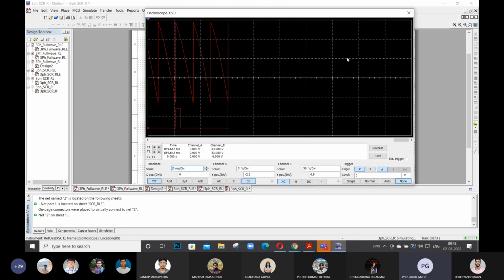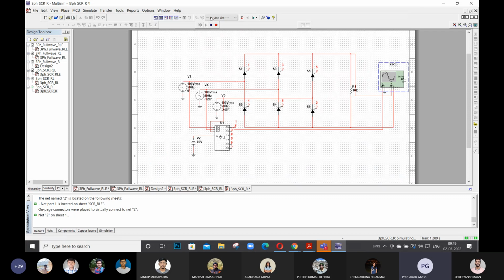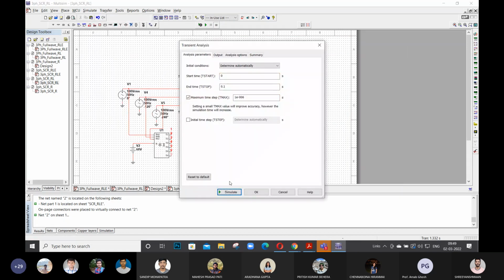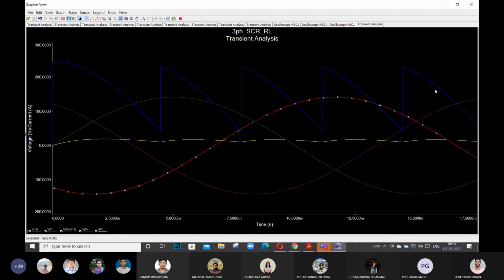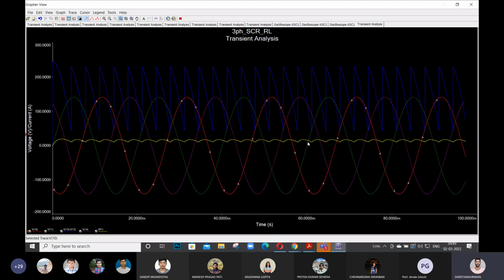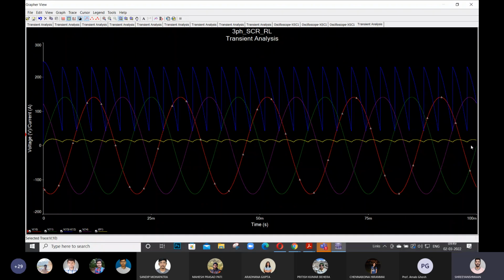Okay, maybe so. Now show me that for RLE load. RL load and RLE load, one by one. This is for the RL load. Acha. Okay. Sir, is the current in continuous conduction mode or discontinuous? It's in continuous conduction mode, sir. Continuous, not touching zero, right? Okay, not touching, sir.